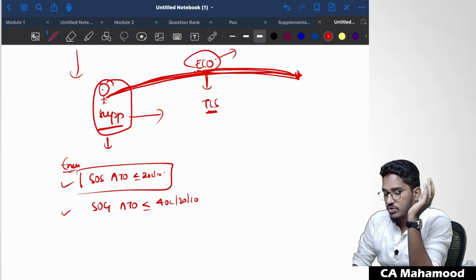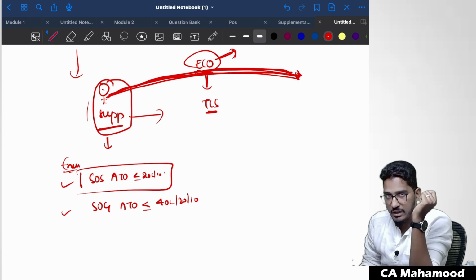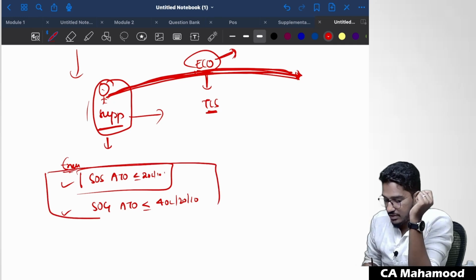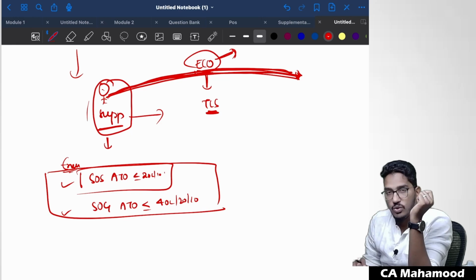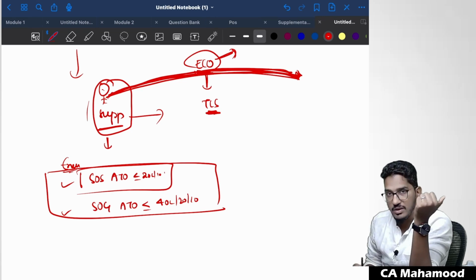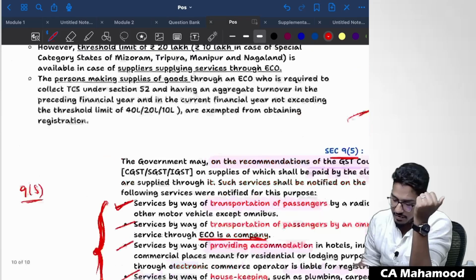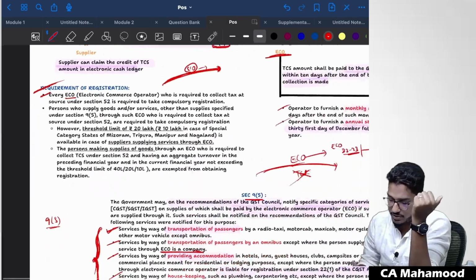So initially they told every e-commerce operator is required to undergo registration. Every supplier who is making supply of goods or services through an e-commerce operator who is required to collect TCS is also required to undergo registration. But keeping in mind the difficulties, they gave exemption. If you are supplying services through the e-commerce operator who is required to collect TCS, no need to get yourself registered if your aggregate turnover is within the applicable threshold limit of 20 or 10. And then they have given relaxation for suppliers of goods also. If you are a supplier of goods supplying through an e-commerce operator who is required to collect TCS, you are also not required to get registration mandatorily if your aggregate turnover is within the applicable threshold limit of 40, 20 or 10. Clear? So that's what I tried to summarize here in the requirement of registration table.